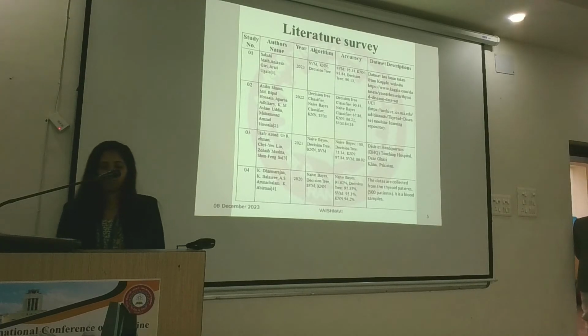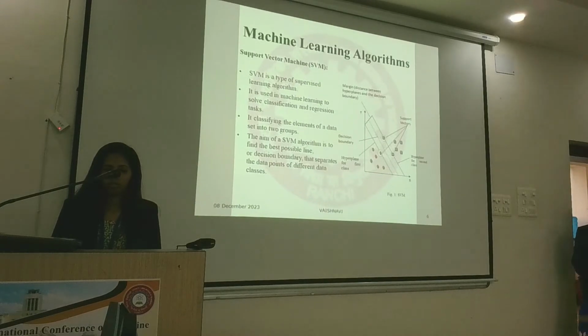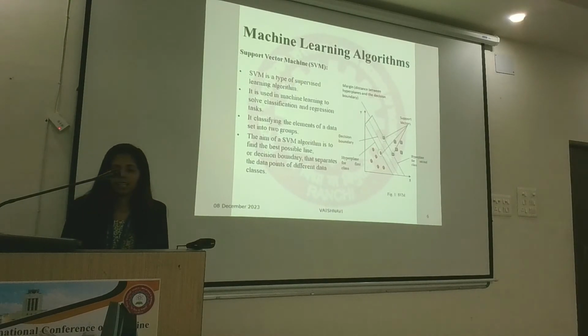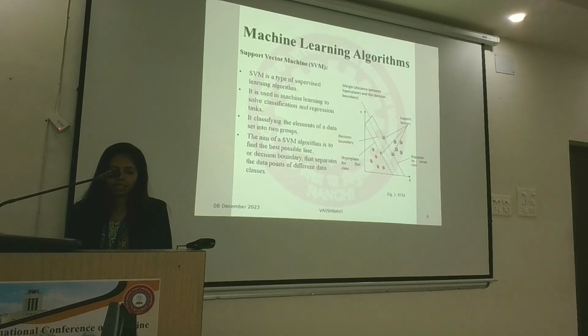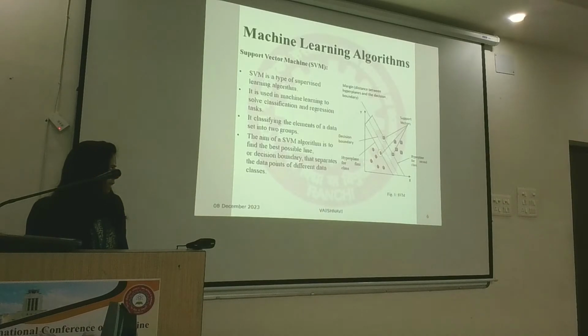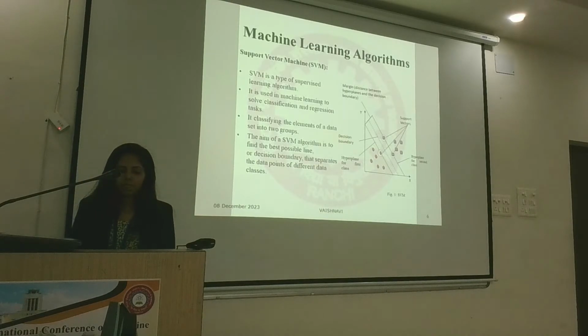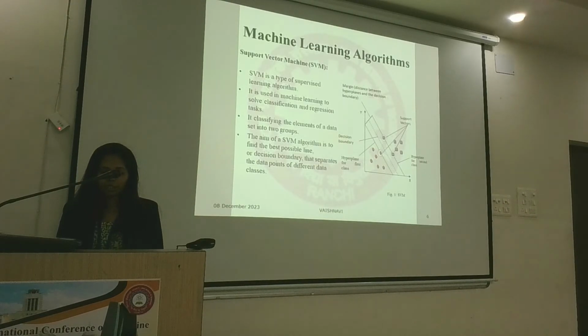These are the literature survey of my paper. Machine learning algorithm: support vector machine. It is a type of supervised learning. It is used in machine learning to solve classification and regression tasks. It classifies the elements of a data set into two groups. First one, circle class, and the second one is quadrilateral class. The aim of the SVM algorithm is to find the best possible line or decision boundary that separates the data points of different data classes.